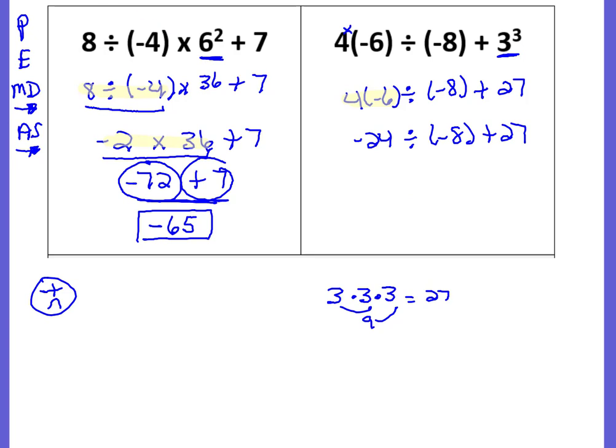Okay, we're still on multiplication and division, left to right. We see our division. -24 divided by -8. 24 divided by 8 is 3. And a negative divided by a negative, I can do my faces. A negative divided by a negative, the eyes are the same, so he's dreaming, he's happy. It's a +3. Bring down the +27, and our last step is to add 3 plus 27, and we get 30. And that is your answer.